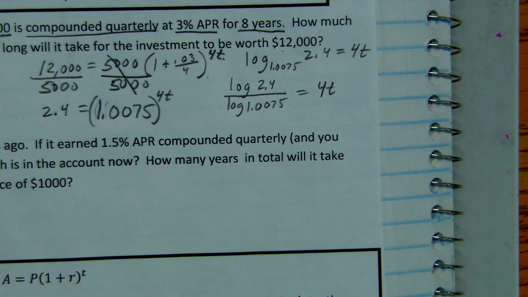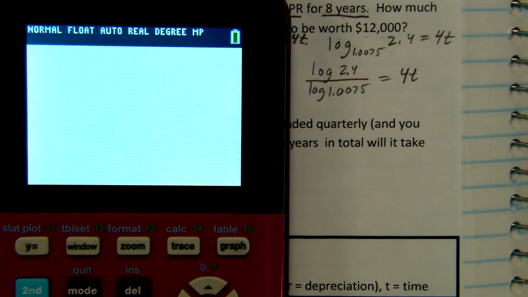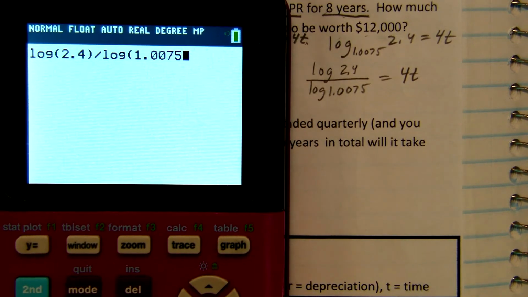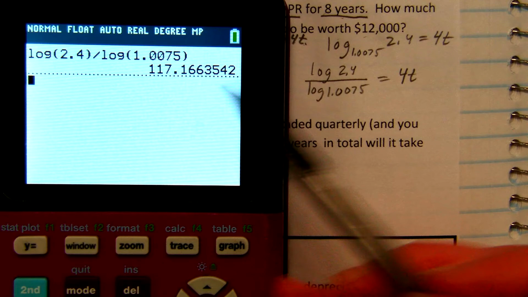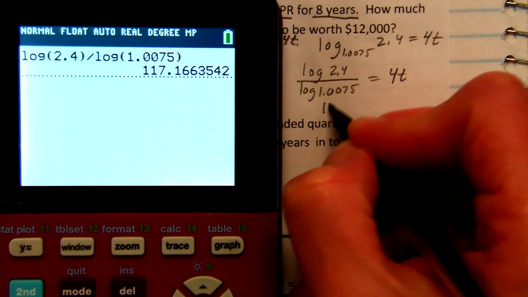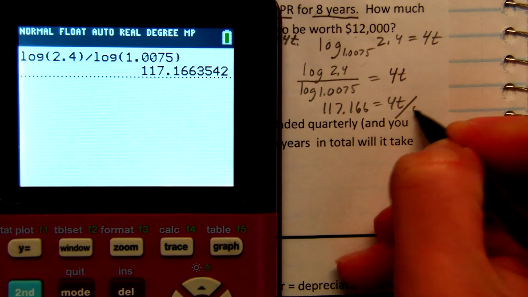So let's put this onto the calculator. So we'll put in log of 2.4 divided by log 1.0075. And we get this number, but that's equal to 4t. So you could write down 117.166 whatever equals 4t, and then you're going to divide by 4.